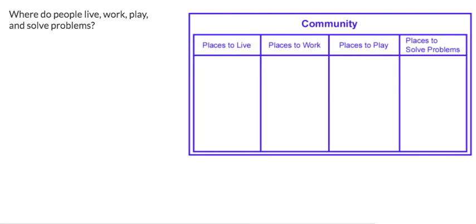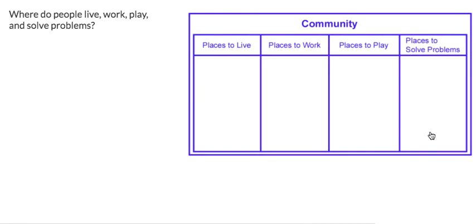So I want you to remember that a community is a place where people live, work, and play. It is also a place where people solve problems together. An activity that you are going to do is you are going to use this chart titled Community, and you are going to make a list of places that you know in your community where people live. You're going to make a list of places in your community where people work. You're going to make a list of places in your community that people play, and places where people solve problems.